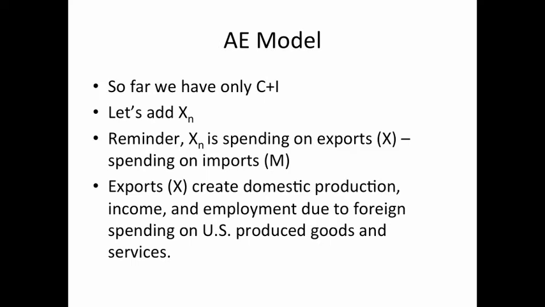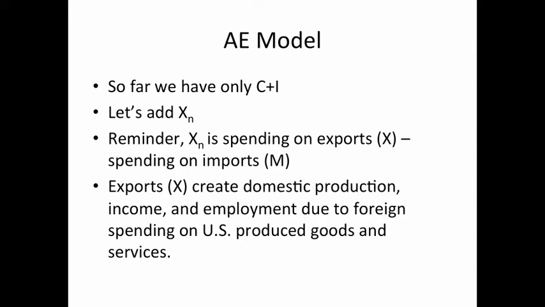So again, thus far we've added C and I. So let's go on and add another level of spending. We'll skip G for a moment and we'll go straight to XN, which is, again, net export spending. That's spending on exports that we denote as X minus spending on imports that we denote as M. So XN is this net amount. And again, there are obviously two components.